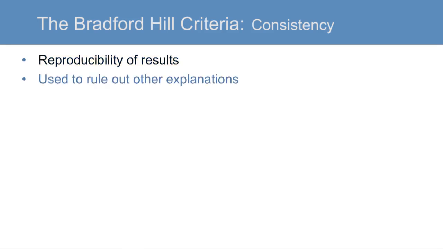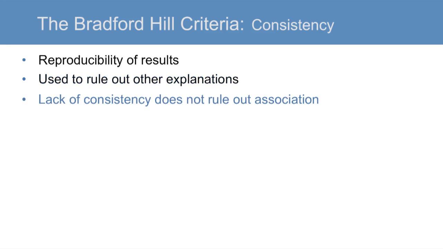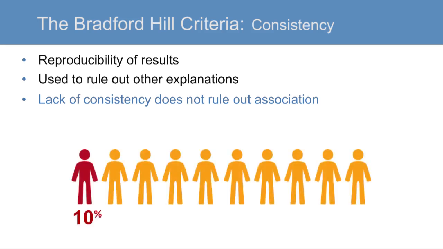The next tenet, consistency, refers to the reproducibility of study results in various populations and situations. Consistency is generally utilized to rule out other explanations for the development of a given outcome. However, the lack of consistency does not rule out a causal association, because some effects are only produced under specific combinations of causal components. These conditions may not have been met in some studies of other populations. For example, only 10% of heavy smokers develop lung cancer. The other causal components are still being investigated.